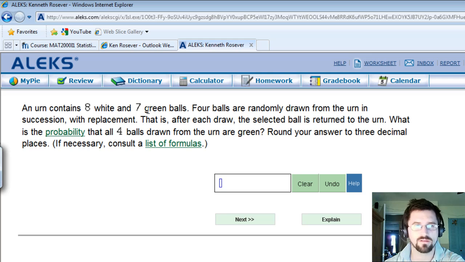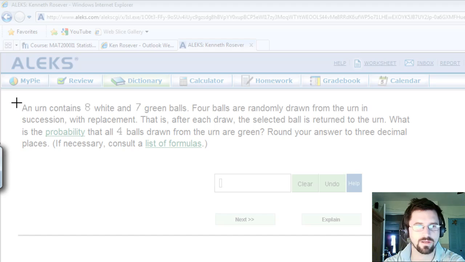So we have 8 white, 7 green. It's very easy. I'm going to take a little picture and pop it right here.